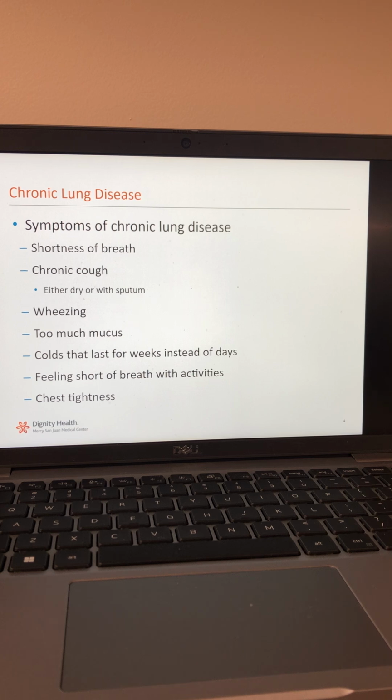It could be dry or have sputum. Wheezing, maybe too much mucus. Colds that last for weeks instead of days. Feeling short of breath with activities, and chest tightness.